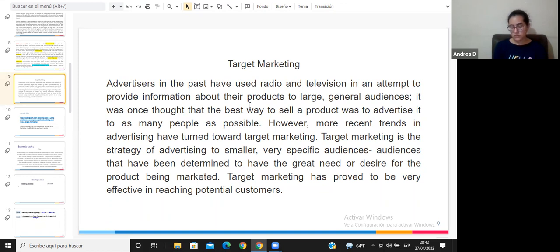Using the professor's examples, explain the advertising technique of target marketing.